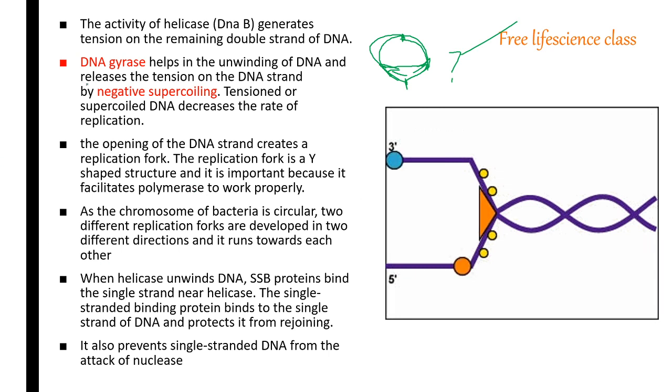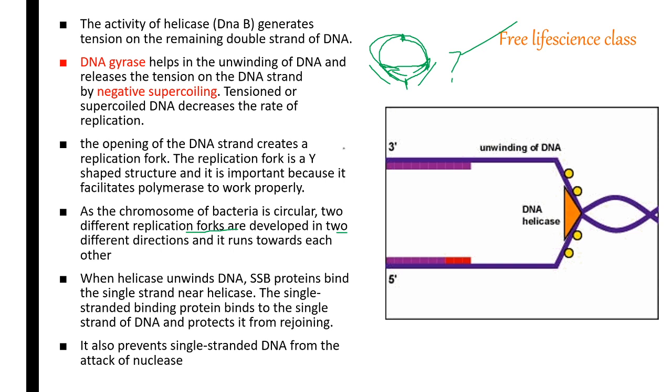As the chromosome of the bacteria is circular, two different replication forks are developed in two different directions. You can see that one in this direction and one in this direction. Two different directions, and they run towards each other.